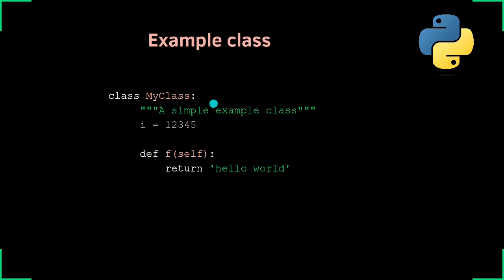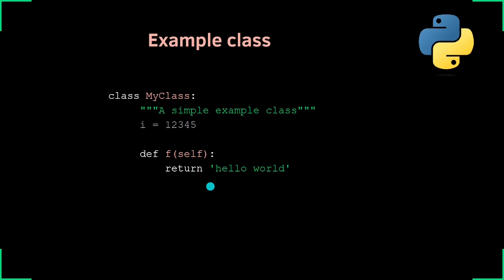So here's the class. myClass is the name of that class. It has one attribute and then one function or method. That function only returns a string as output. That is all it is doing. Very simple. The argument self here is just there to indicate that the method is referencing the class object itself.